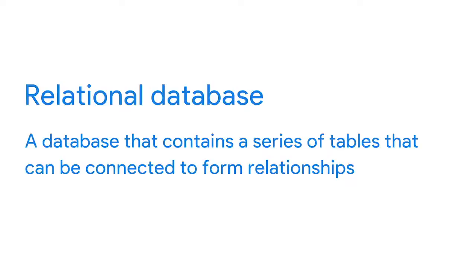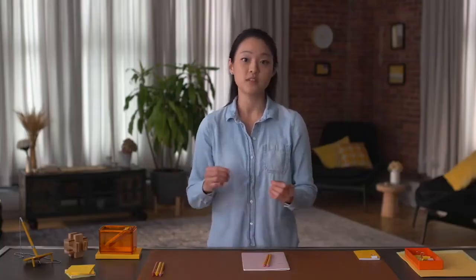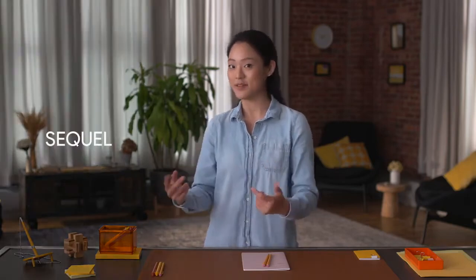This is a database that contains a series of tables that can be connected to form relationships. At the time, IBM was using a relational database management system called System R. Well, IBM computer scientists were trying to figure out a way to manipulate and retrieve data from IBM's System R. Their first query language was hard to use, so they quickly moved on to the next version, SQL.